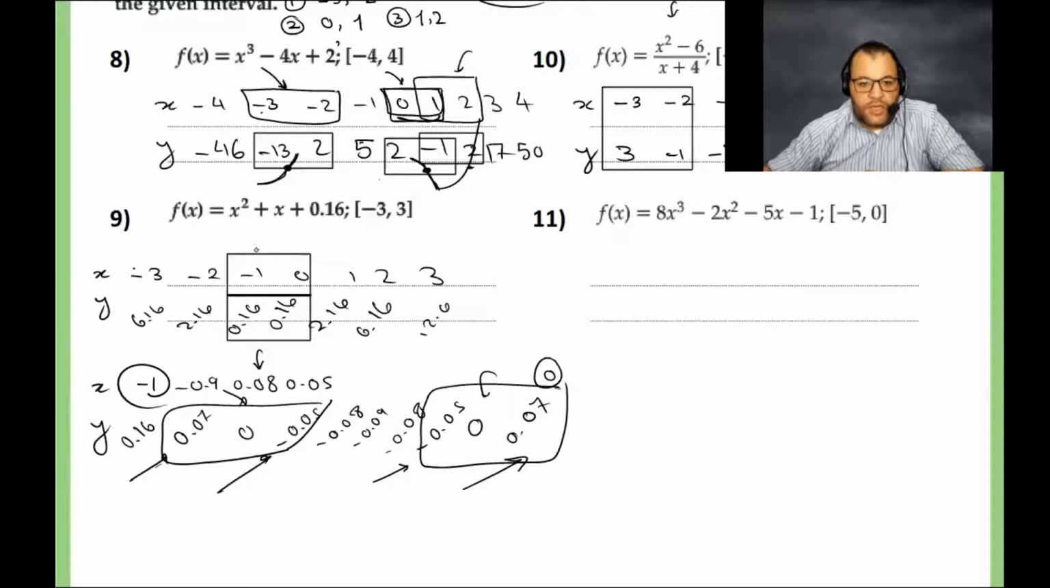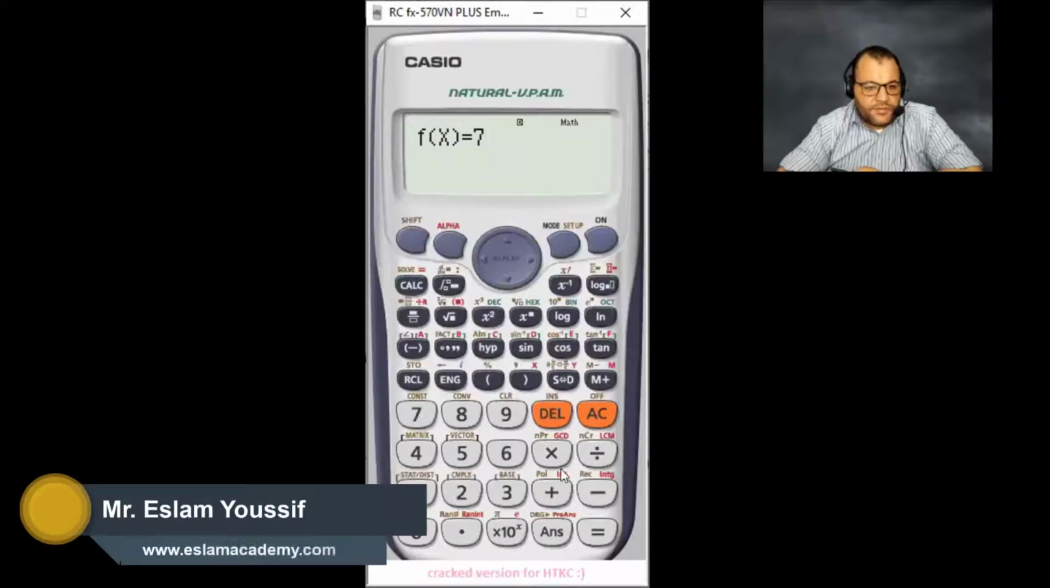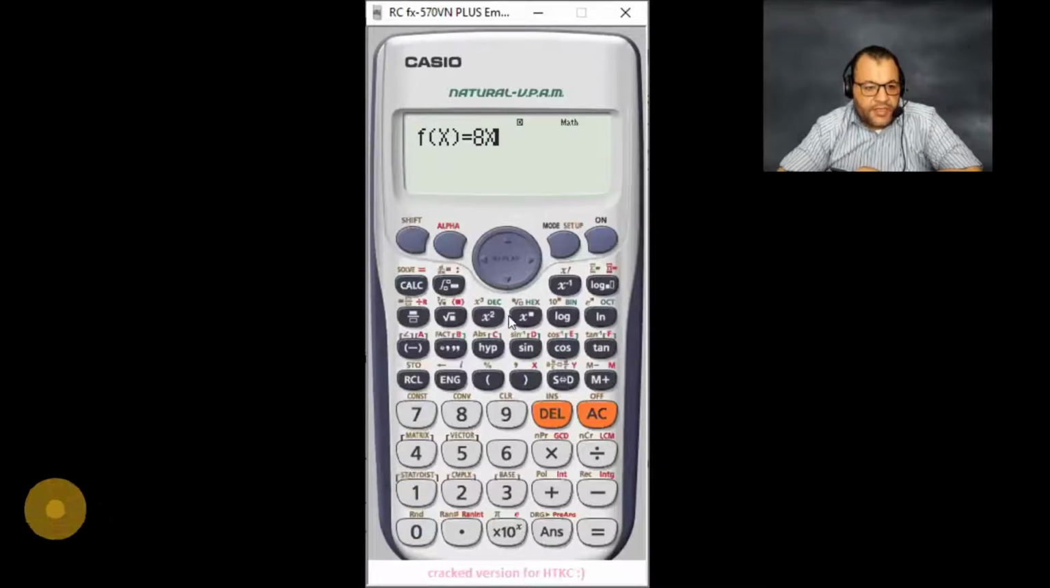So number 11, how can we solve number 11? By the same way, use the mode table. How can we use the mode table? Do you remember the function? Mode 7, then alpha x to the power 3, minus 2x, minus 5x, minus 1, equals.